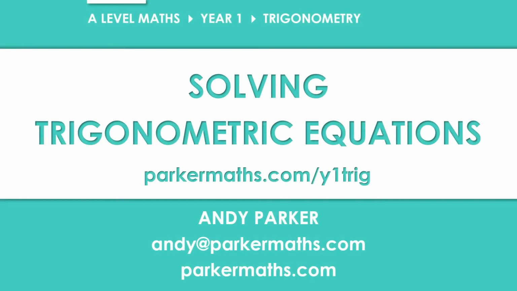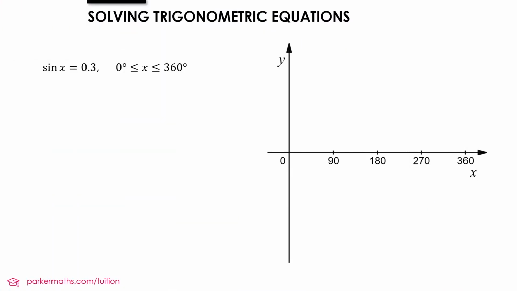Okay, in this video, we're going to look at some of the maths behind solving some simple trig equations. To begin with, I'm going to start with the equation sin x equals 0.3. And to the right of that, we have something called a domain specified, which in this case is the region that we want to find our solutions in. And so x has to be greater than or equal to 0 and less than or equal to 360.